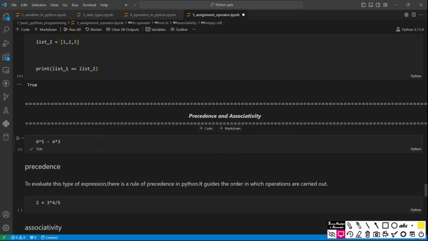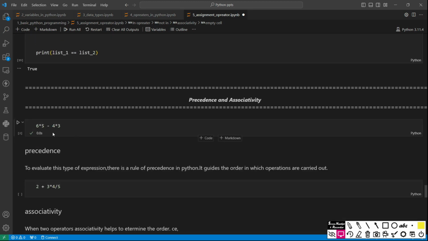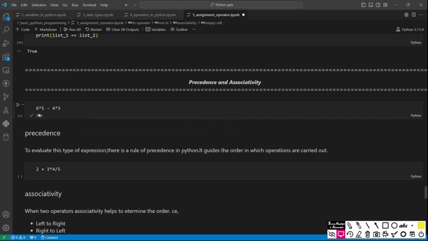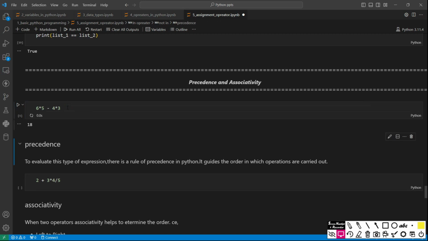First of all, you can see I am taking one example here. This is the expression 6 into 5 minus 4 into 5, right? You might think it will evaluate it as 6 into 5, that is 30, 30 minus 4, that is 26, and 26 into 5, right? This is the usual thing, but it won't happen in that way. If I run this, you can see it is 18. So why does it happen?